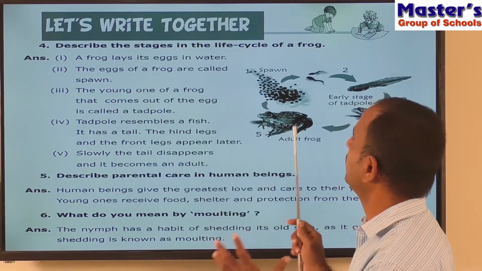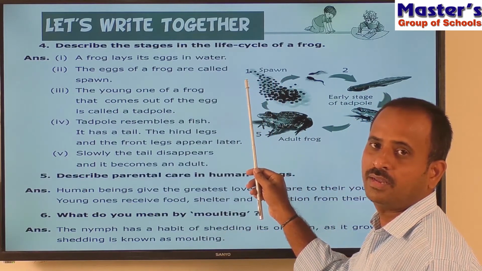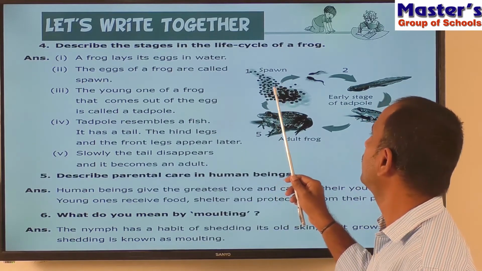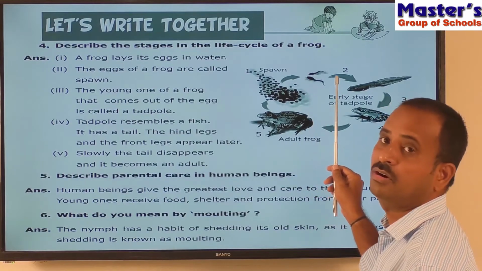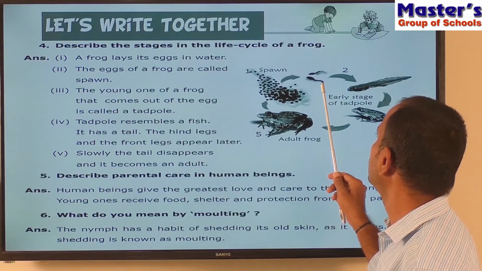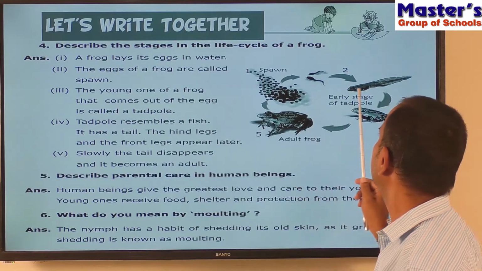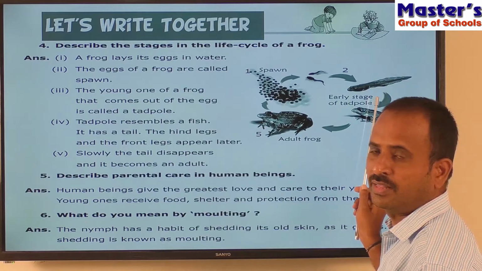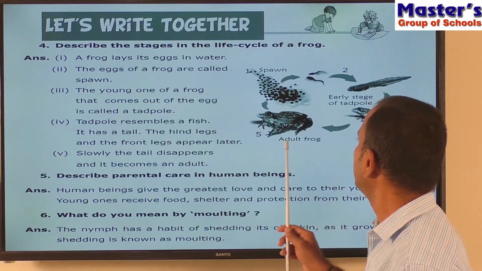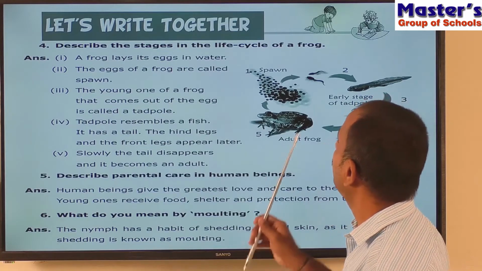So these are the different stages in the life cycle of a frog. That is spawn and eggs of the frog, and the spawn, that means the eggs, will give out small fishes which are called tadpoles, which look like a fish. These tadpoles will gradually grow into a bigger one which has hind legs first, and then we will observe the front legs, and gradually it grows into an adult frog. So these are the different stages in the life cycle of a frog.